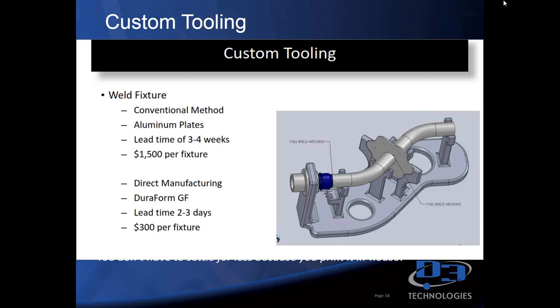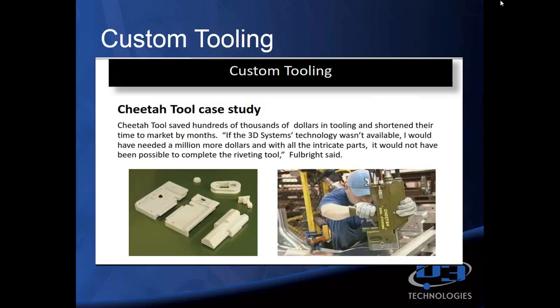Again, here's just another example of custom tooling. This is Cheetah Tool. Cheetah Tool was a startup company, just to give you a little background. Typically, they were having machined parts that were $60 to about $250 a part, and many times they really didn't get it right the first time. So they went looking for lightweight material options, something with faster results, some design freedom, and part consolidation. And so they started looking at 3D printing.